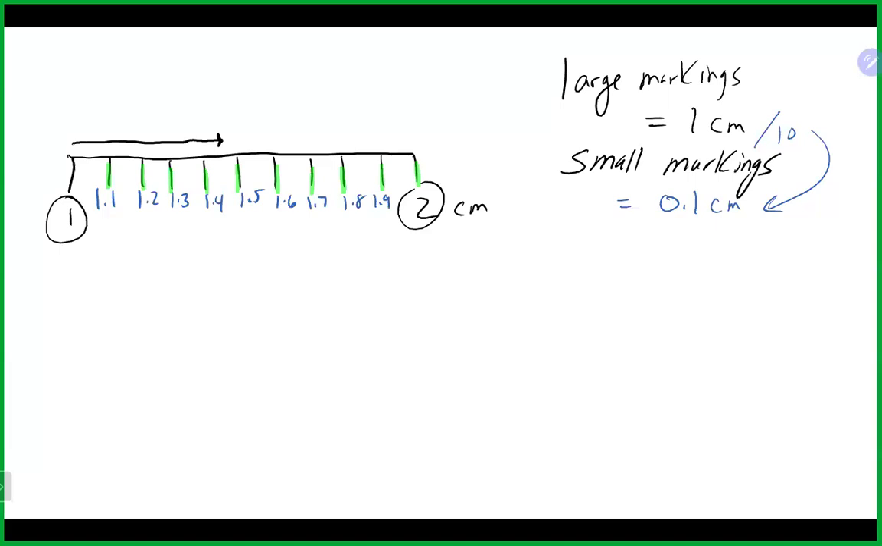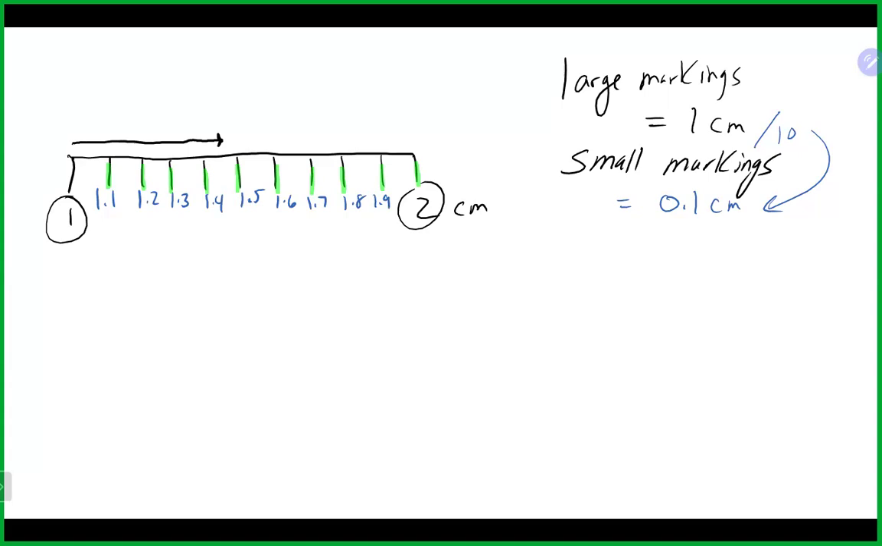Now, once you've figured out what the large markings represent and what the small markings represent, you're ready to actually take your measurement. There should always be numbers when you take a measurement which are referred to as certain numbers. Those are numbers that no matter who takes a look at it, everybody should agree.